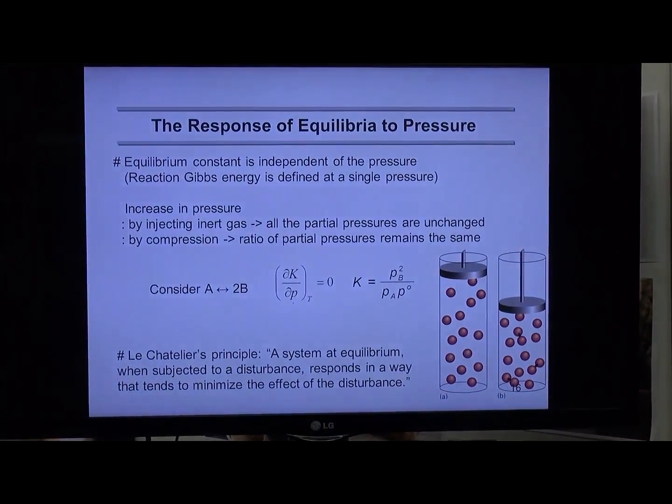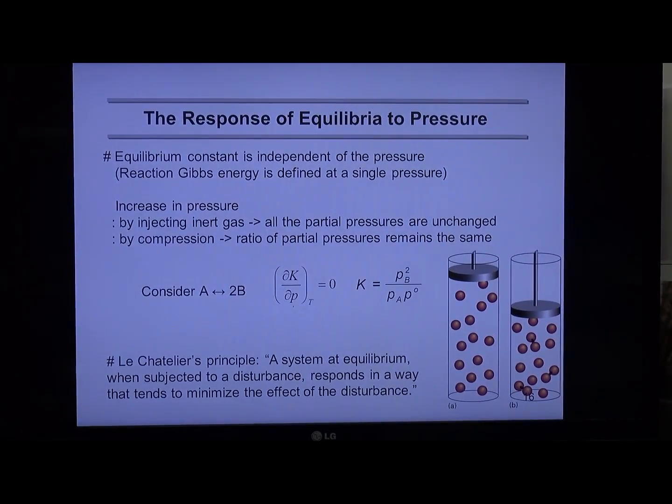Response of equilibria to changes in pressure. So chemical reactions tend to move toward dynamic equilibrium, right? Let's say that a certain reaction is at equilibrium. Then, what if there is a change of condition outside, such as pressure, temperature, or concentrations of reactants or products? I believe that you all have learned this from general chemistry class.